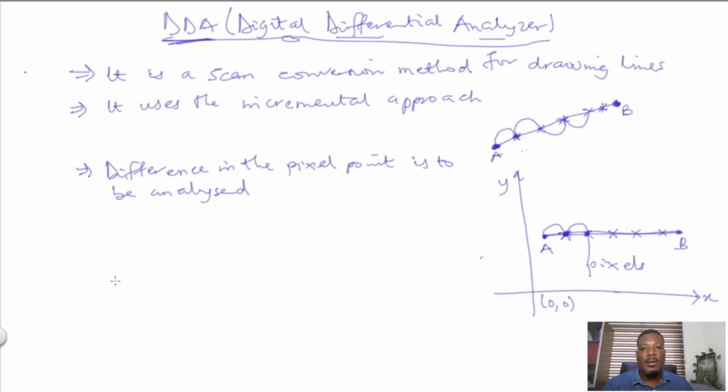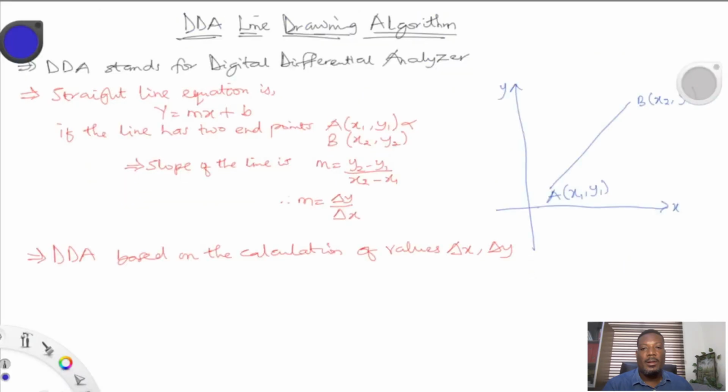So whenever you think of the DDA, the first thing that should come to mind is that it's a line drawing algorithm. We need to know some properties of the line to be able to use this algorithm as effectively as possible. A straight line equation is of the form y equals mx plus b.